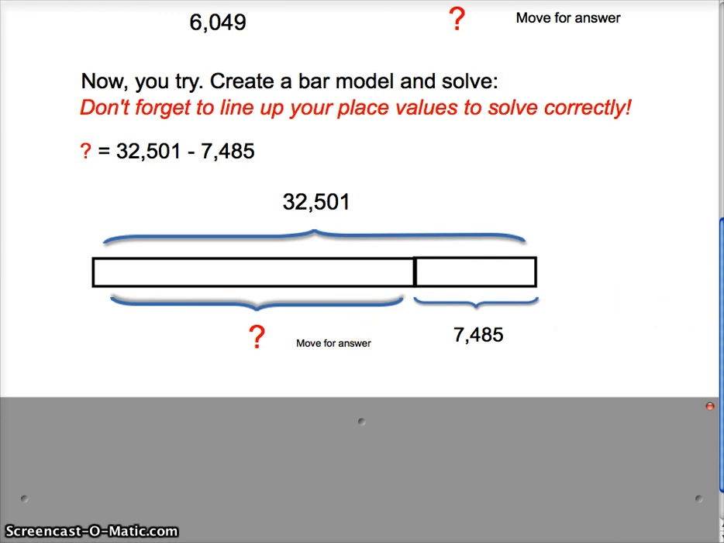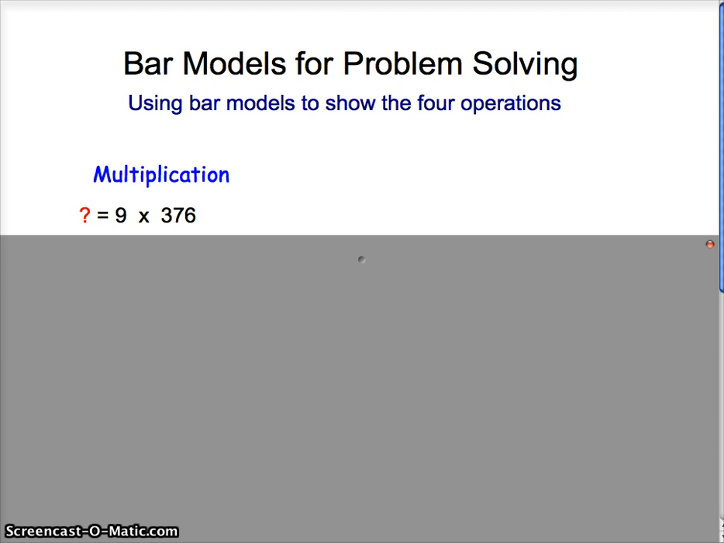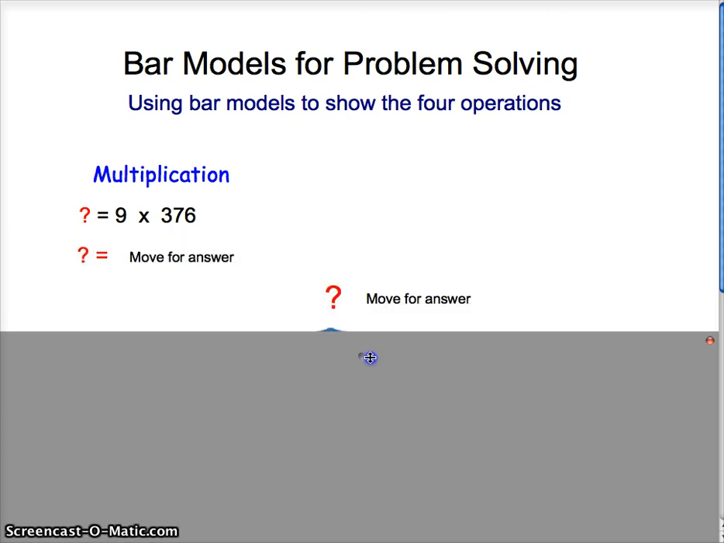And that's the representation for the subtraction problem. So let's go on to multiplication and see how you do with that. Once again, you're certainly welcome to pause this screen and see if you can figure out how you would represent this equation in a bar model. 9 times 376. You can pause and try it. If you're not interested and you want to see it first, let's go ahead and look at it.